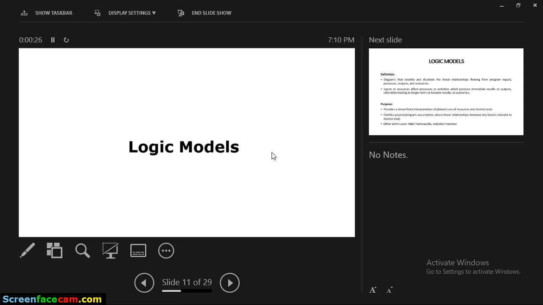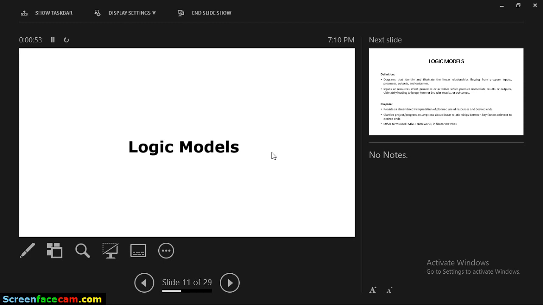I've never seen a program or a project or a policy where they have combined the result framework and the logical framework at the same time. So if you've got enough resources, there's no problem. You can always integrate the two in your project. So today we are going to discuss this thing called the logic model. Actually, this is the simplest among the frameworks. The logic model is very simple.